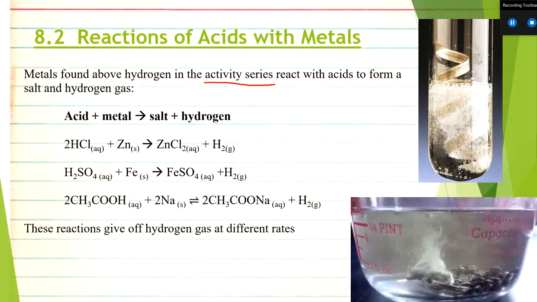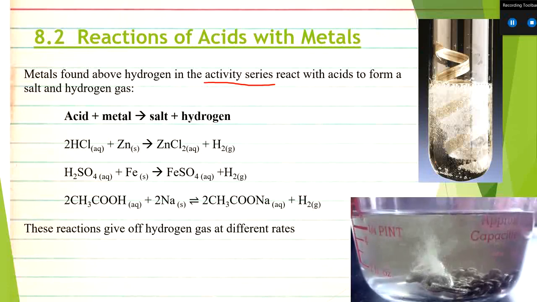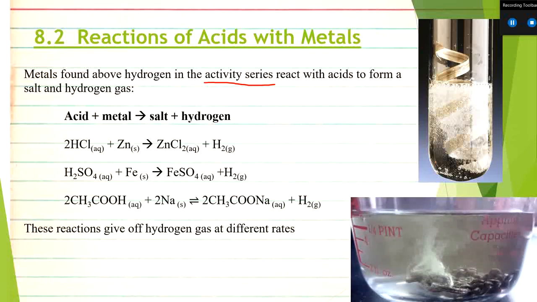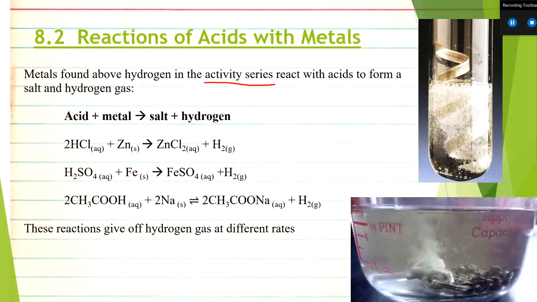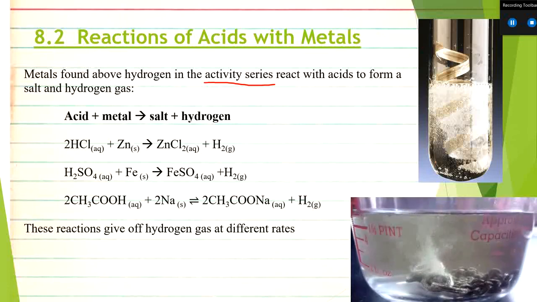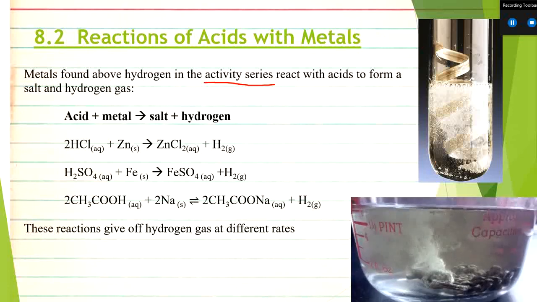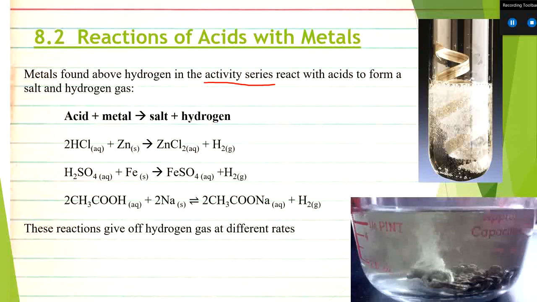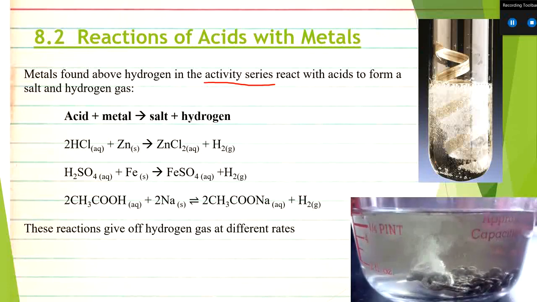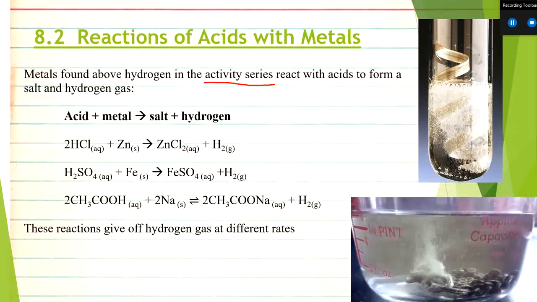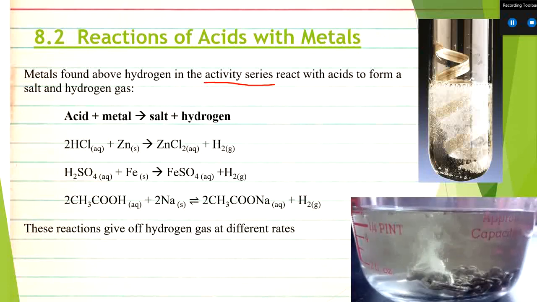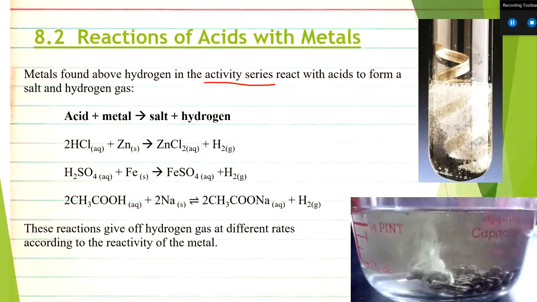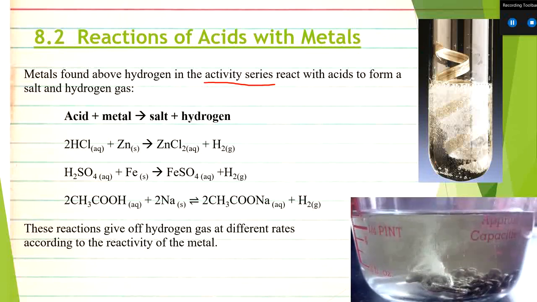Okay, now depending on what type of acid we have, if you remember in the last video, I mentioned there's strong and weak acids. So ethanoic in that last example is a weak acid, whereas hydrochloric is a strong acid. So depending on which acid you use, you can actually calculate and study the rates of reactions as different acids and different metals will give off hydrogen at different rates. Okay, and that's according to the reactivity of the metal and the strength of the acid.